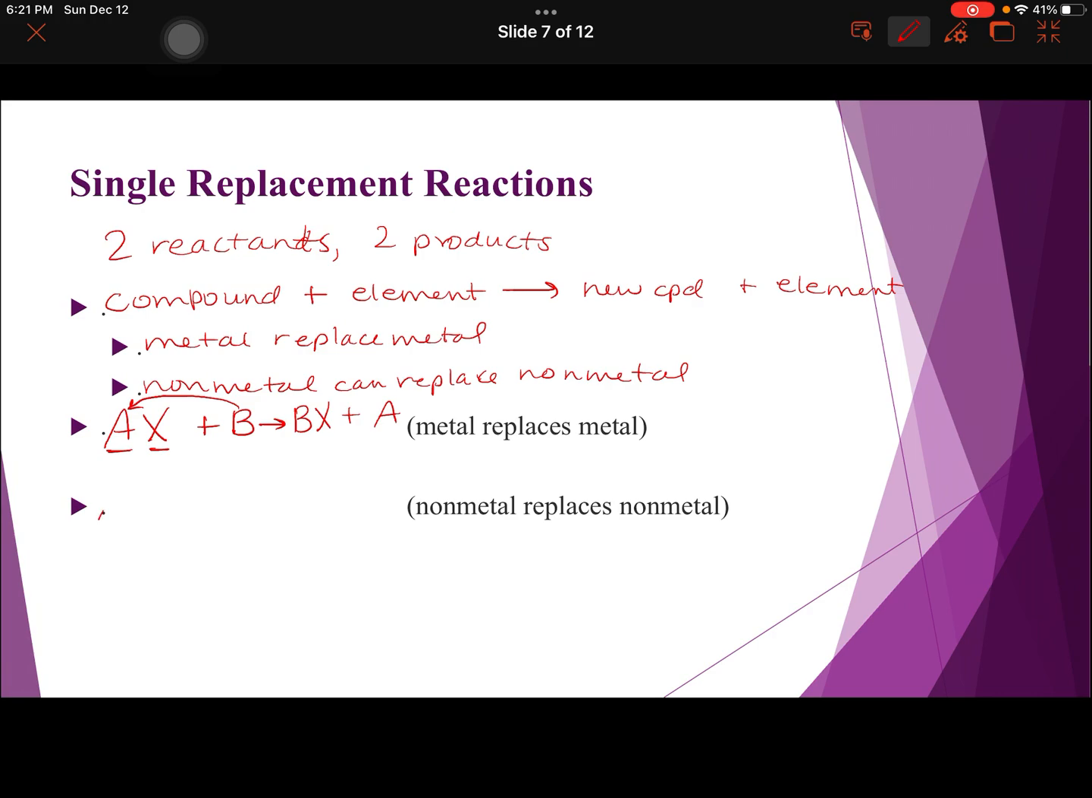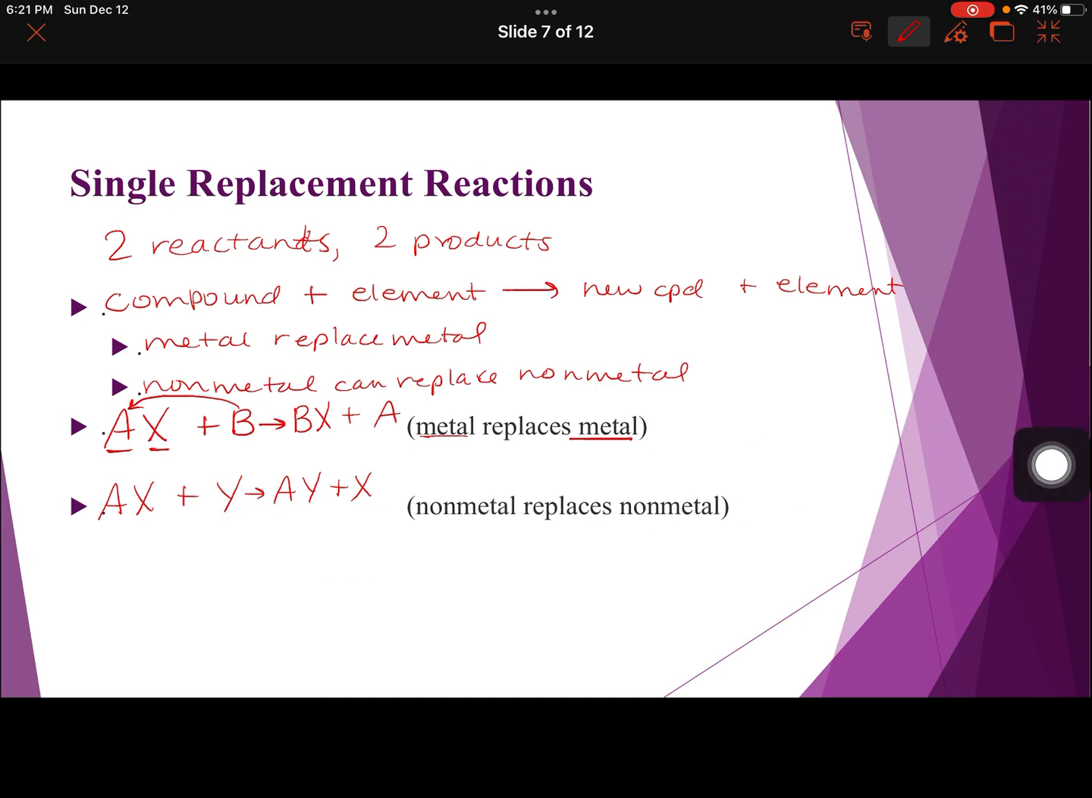Another option would be if you have your compound. This is showing metal replacing metal, because in compounds, metals are always listed first, right? So this would be a metal, this would be a metal, and this metal comes in and replaces the one that was there. Or you could have a non-metal replacing a non-metal, and the same kind of thing would happen. In this case, Y and X would be nonmetals, and Y could replace X. You can't have a metal replacing a non-metal, so I couldn't have B come in and kick X out because I can't have two metals partnered up together to form a compound. So I call this an upgrade reaction.